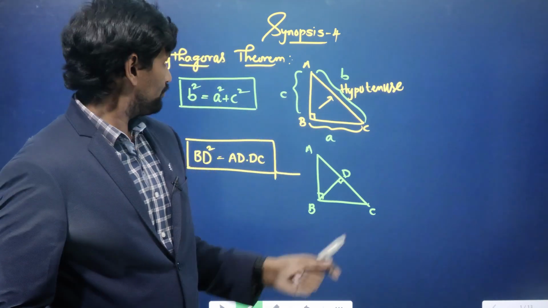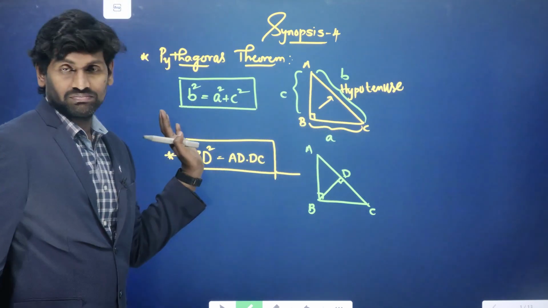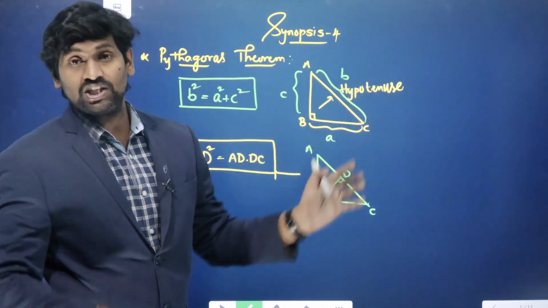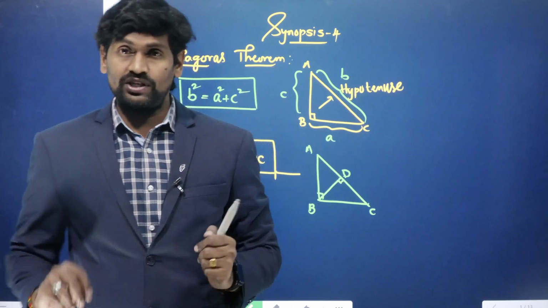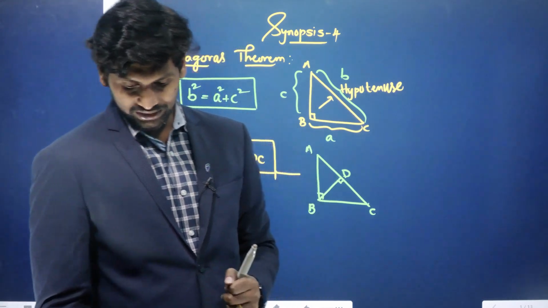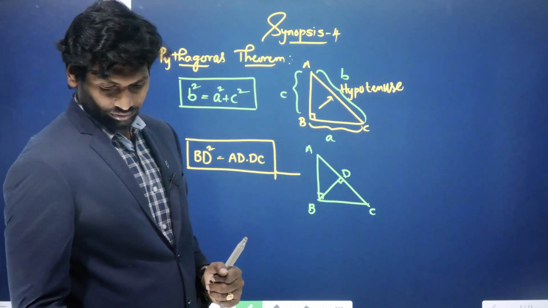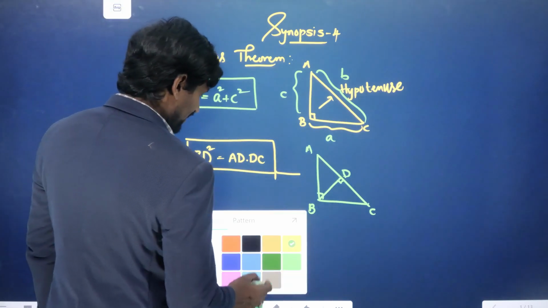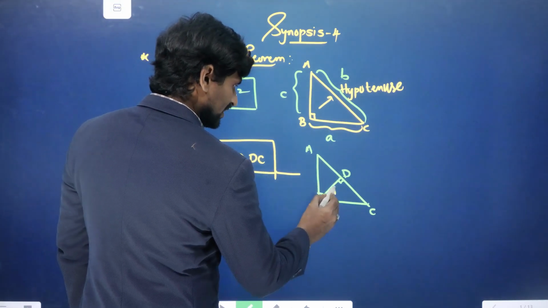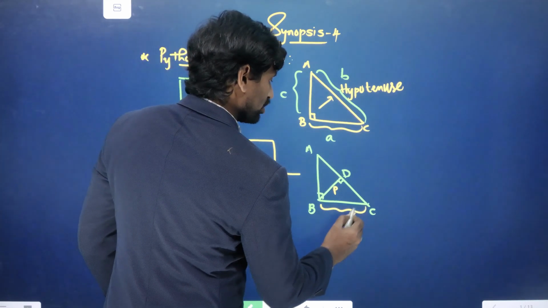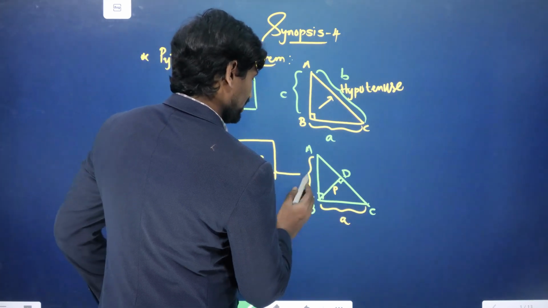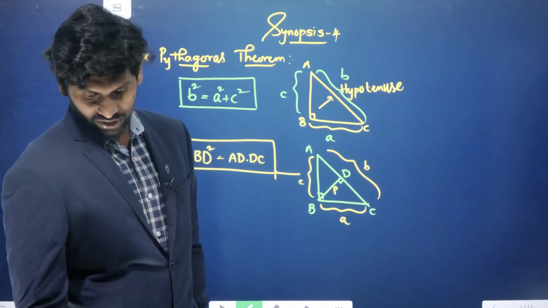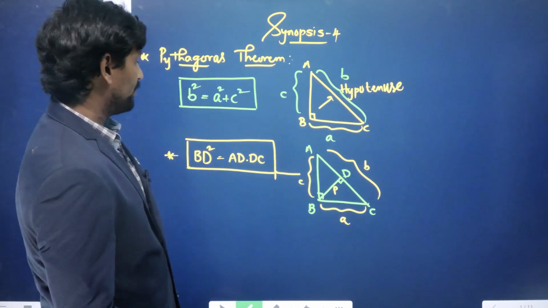Now the second one, Pythagoras theorem. This one you know, AC square is equal to AB square plus BC square. Nothing but the square of the hypotenuse equals the sum of the squares of the remaining two sides. Now coming to the third statement. Let us consider the length of BD is p. Length of BC is a, length of AB is c and length of AC is b.